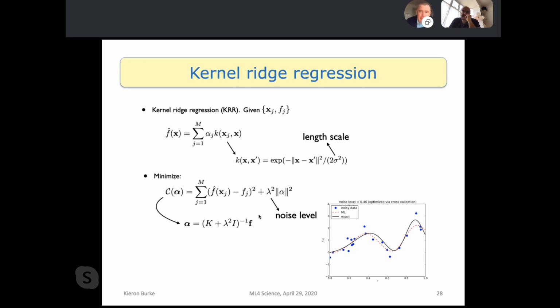This is an example. Here we have the blue points. So just think of curve fitting. The blue points are noisy data. And what you do is you write the function you want to approximate as a sum over Gaussians. You can choose other kernels, but with a Gaussian there is a length scale, sigma. That's called a hyperparameter, a parameter you set for the whole calculation. And then you also set a noise level, lambda, another hyperparameter, which is to avoid overfitting.